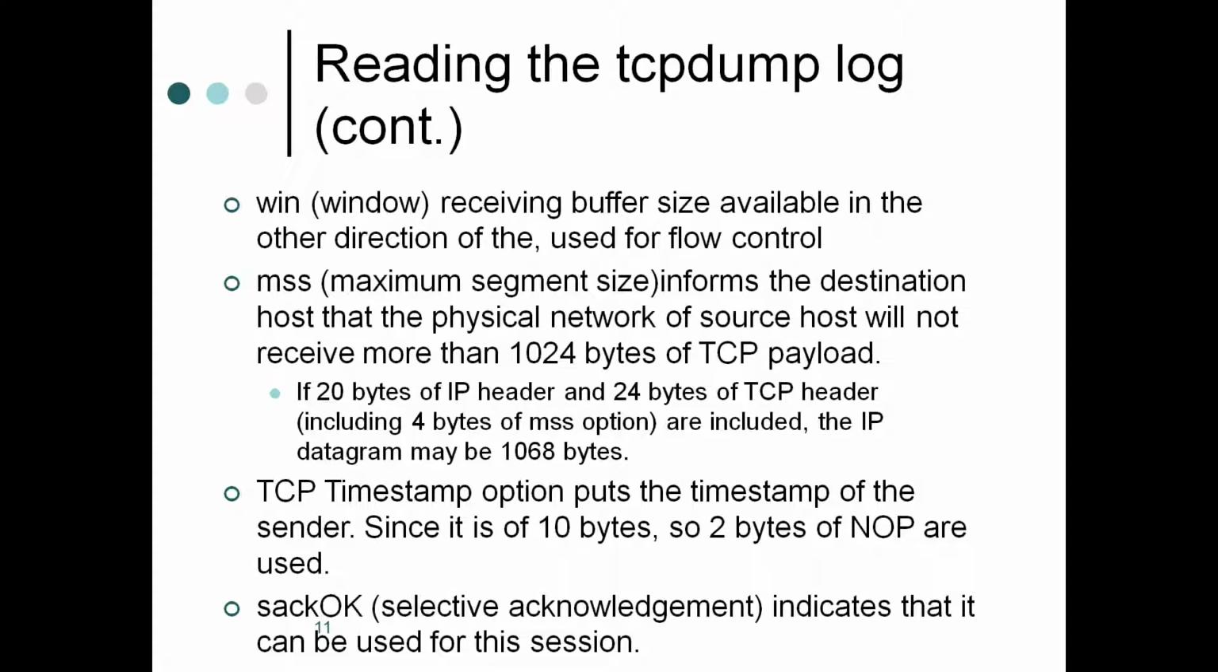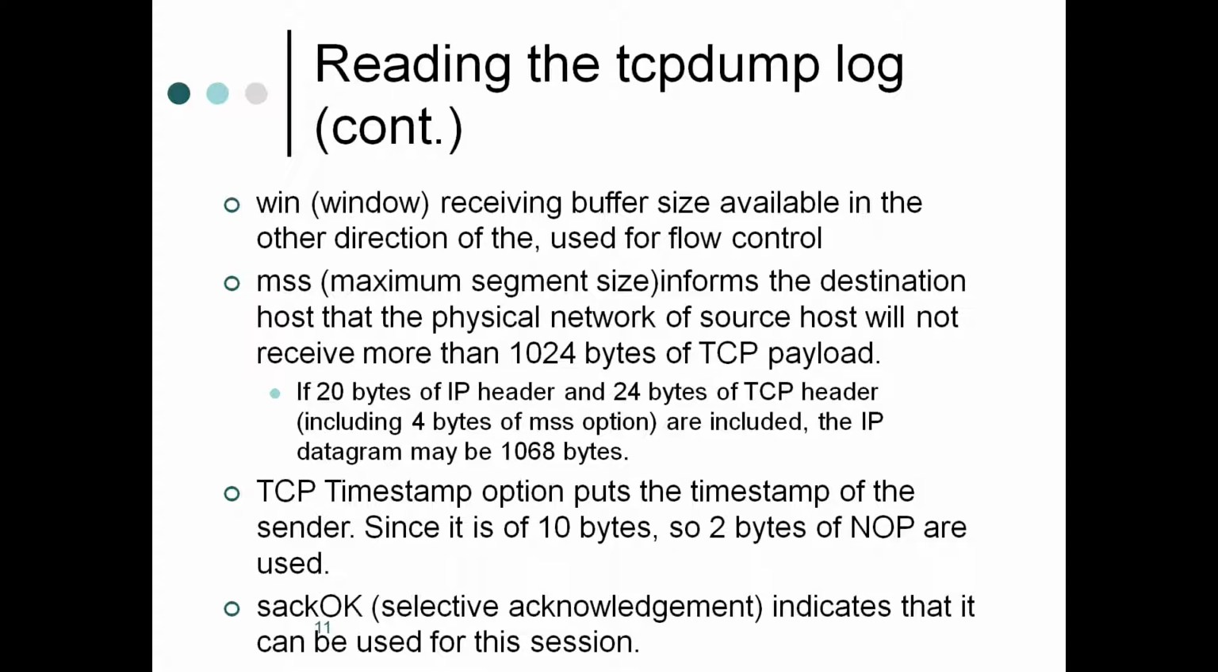Window is the receiving buffer size available in the other direction, so it is used for flow control. As you know, networks have different speeds. There is a 100 Mbps regular LAN, and there is also 1G line nowadays. But when you are communicating between two parties, they may not have the same capability. As a sender, you may be able to send faster, but the receiver may not have that capability. So this is used for flow control, to decide how fast you can send data to the receiver.